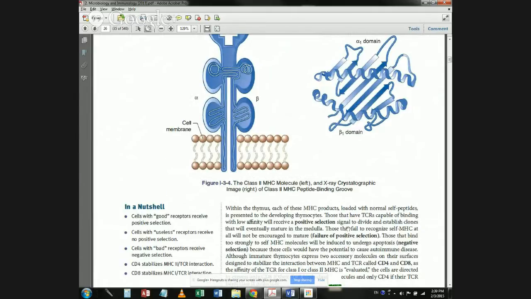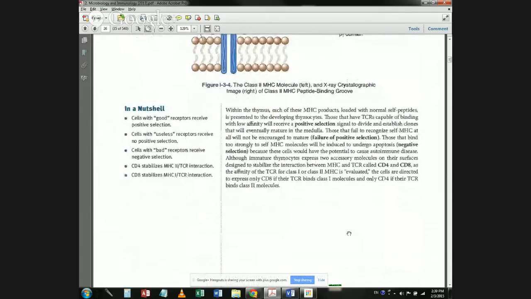If their T cell receptors bind not so tightly, very loosely, they will be allowed to carry on. But if they get too chummy and want to just hang out with the APCs, they probably won't last very long. Those that fail to recognize the self major histocompatibility, self-MHC unit at all will not be encouraged to mature. So it's a happy medium.